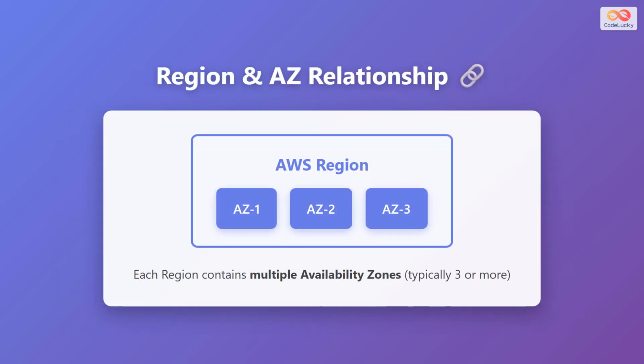Let's visualize how regions and availability zones work together. Each AWS region contains multiple availability zones. Typically, a region will have 3 or more availability zones, though some have even more. For example, a region might contain AZ1, AZ2, and AZ3. These zones are close enough to provide low-latency communication, but far enough apart to ensure isolation from local failures. This architecture is the foundation of AWS's high availability design.